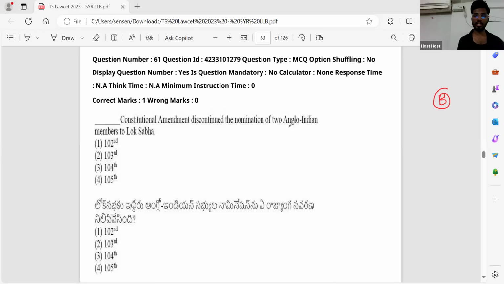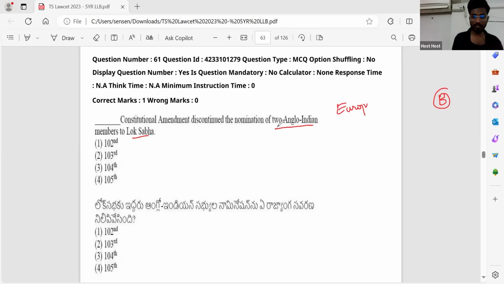Dash constitutional amendment discontinued the nomination of 2 Anglo-Indian members to Lok Sabha. Right. So these Anglo-Indian members are Indians only, right? But they have English or European descent, which means they belong to English or European blood. So when Britishers came to India, they stayed in India and they became Indians. So now they are there in India. They have Indian citizenship. They're completely Indians, no doubt about it.